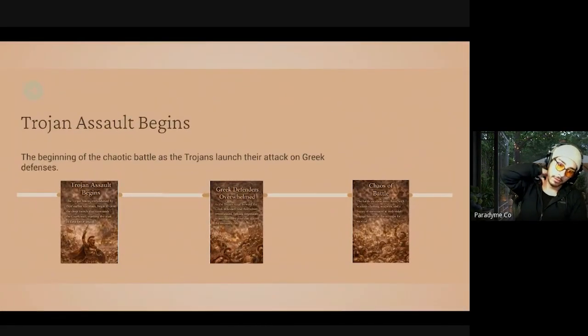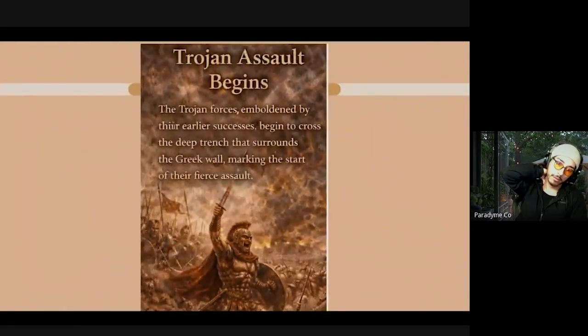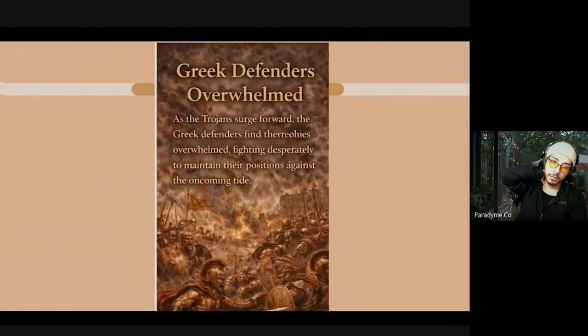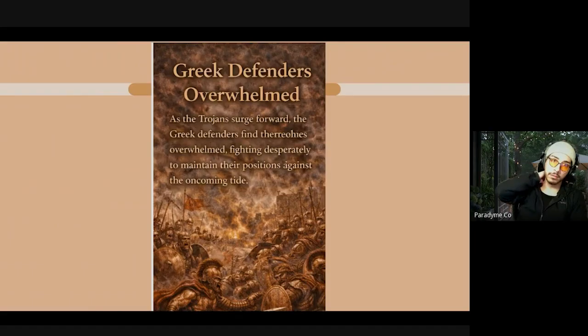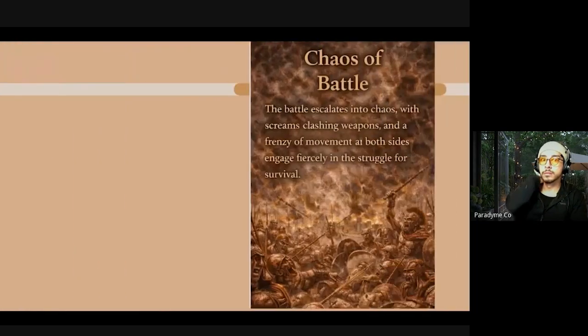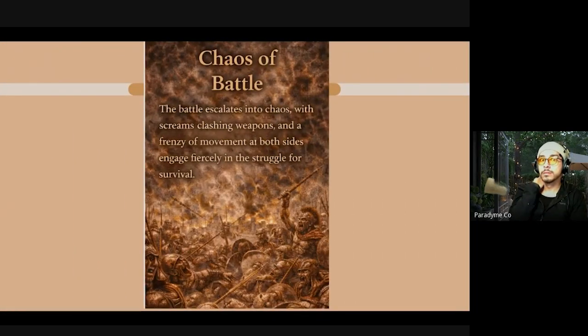The Trojan assault begins. The Trojan forces, emboldened by their earlier success, begin to cross the deep trench that surrounds the Greek wall, marking the start of their fierce assault. As the Trojans surge forward, the Greek defenders find themselves overwhelmed, fighting desperately to maintain their position against the oncoming tide. The battle escalates into chaos, with screams, clashing weapons, and a frenzy of movement as both sides engage fiercely in the struggle for survival.